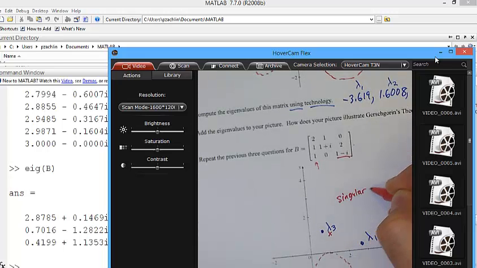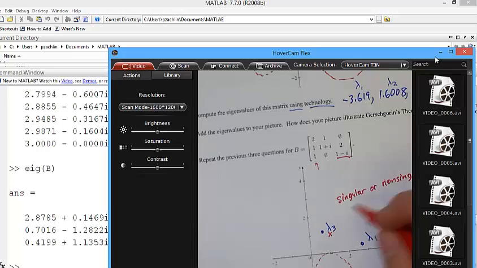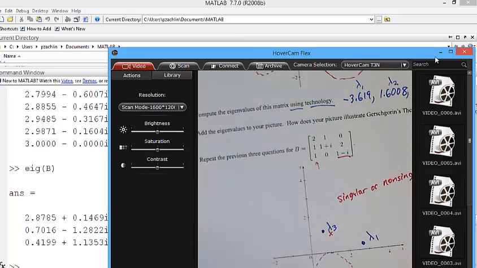Singular or non-singular, we don't know until we compute the eigenvalues. One of your eigenvalues would have to equal 0. Singular means you have a 0 eigenvalue. That's one way to say it.